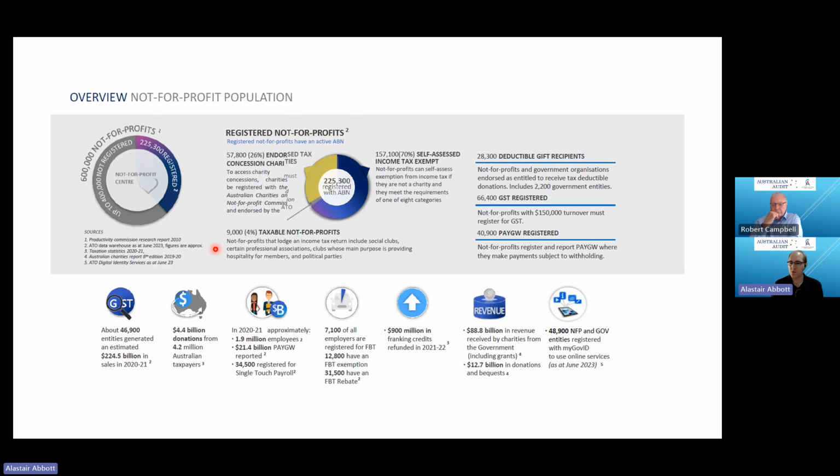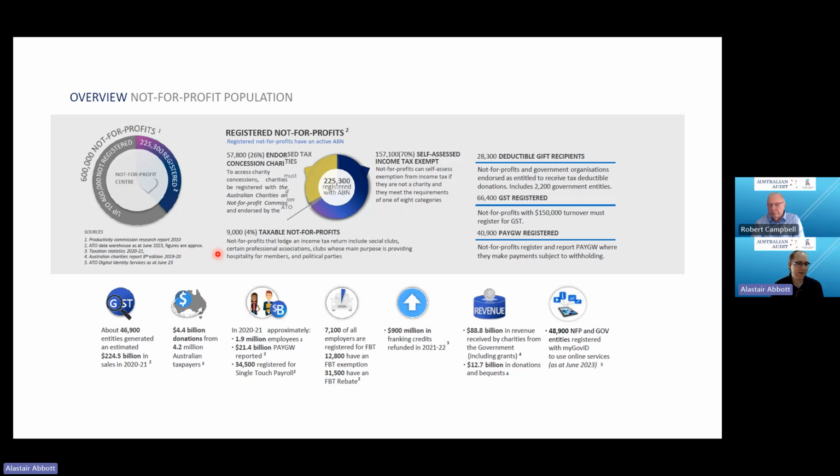And then outside of that, there's another group of about 9,000 entities, which are what we call taxable not-for-profits. And we often hear people saying that, well, because I'm a not-for-profit, automatically I don't pay tax. Isn't that right? Not realizing that actually you can be a not-for-profit, and that doesn't automatically mean that you get an income tax exemption. You get the income tax exemption either by being registered with the ACNC or by fitting into one of these 8 categories of self-assessment. If you don't fit into either ACNC or one of the 8 categories, you then end up in the taxable not-for-profit, where you still need to lodge an income tax return.